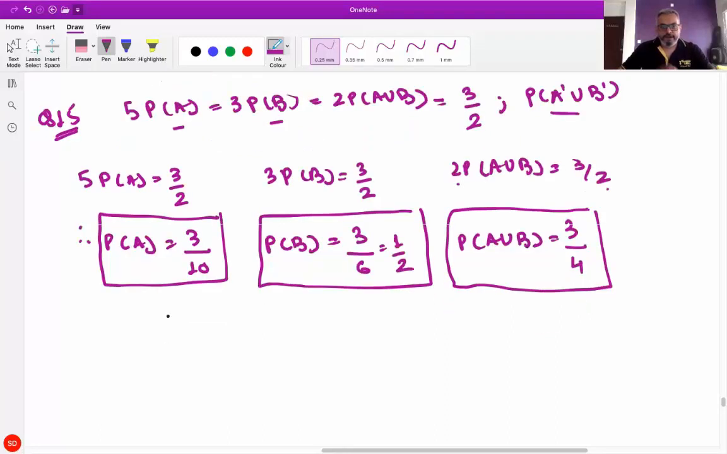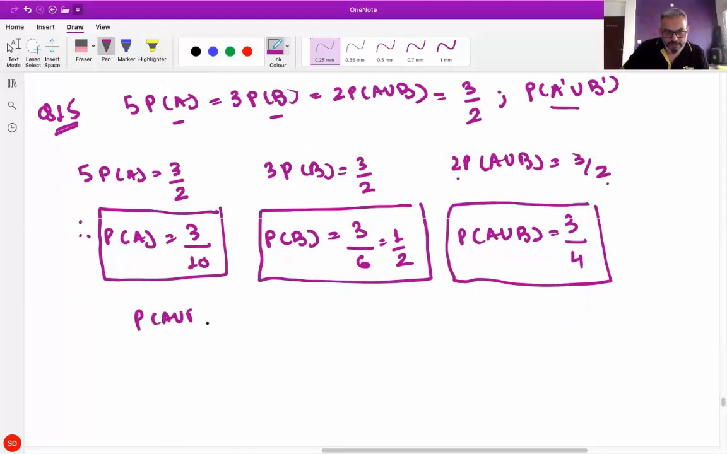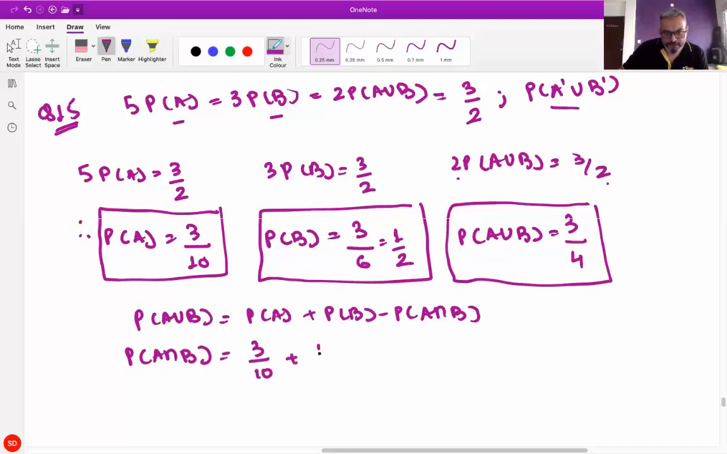Now we have this. Now we write the equation P of A union B is equal to P of A plus P of B minus P of A intersection B. Now we have to find this. So I transfer it to left hand side. So P of A intersection B is equal to P of A 3 by 10 plus P of B 1 by 2 minus P of A union B 3 by 4. Now solve this. 20 we take as LCM. So 3 twos are 6, so 6 plus 10 into 1 is 10 minus 4 5s are, so 15 upon 20.